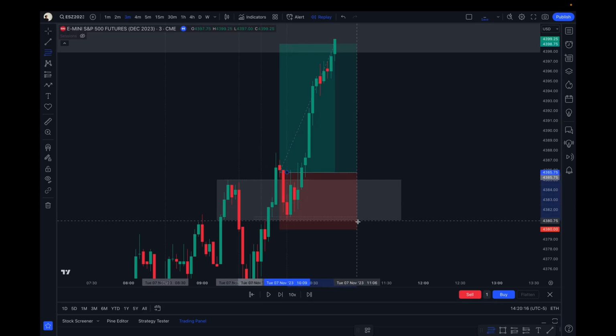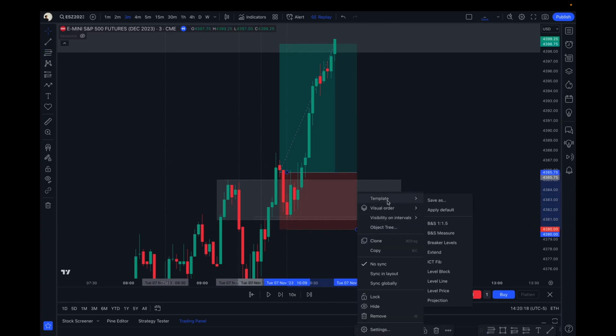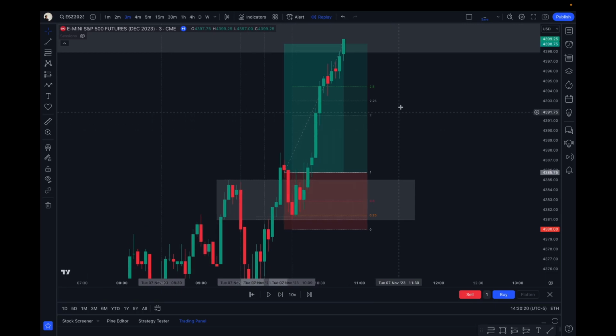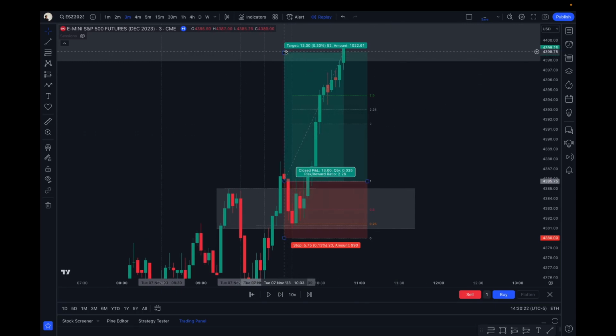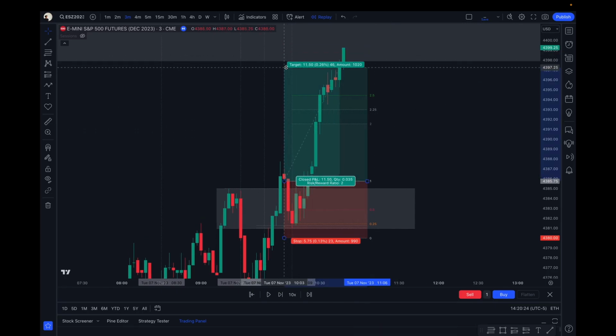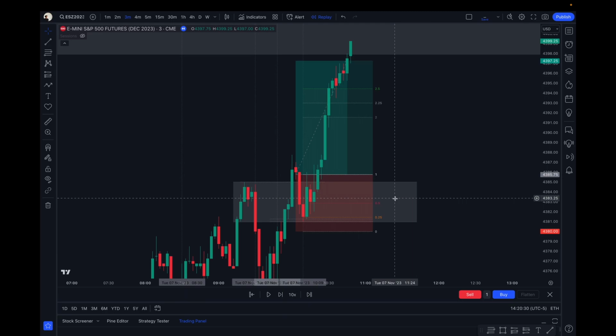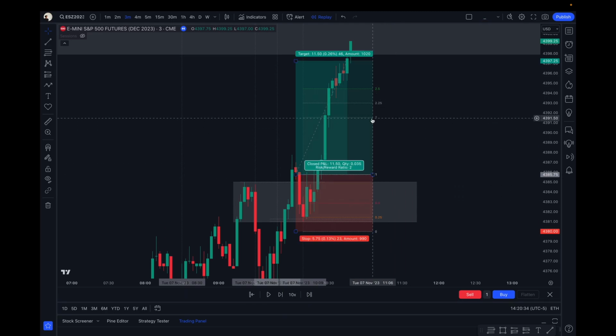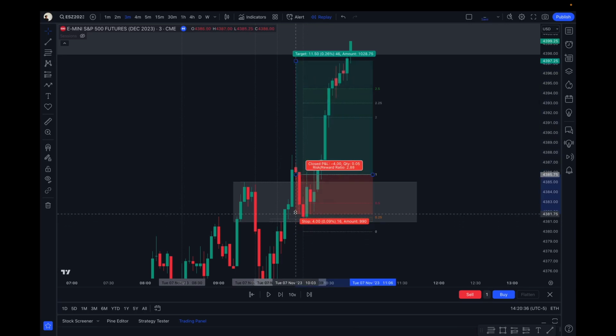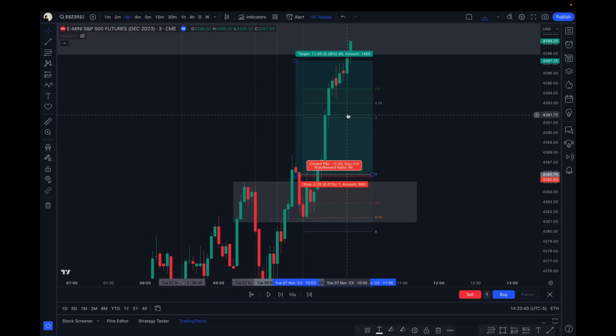But right now, what I'm only doing is trying to aim for 1 to 2. So in this case, it'll be around right here. And I will move my stop loss to 50% when the market hits 1 to 1, and move my stop loss to break even when the market hits this level. So yeah.